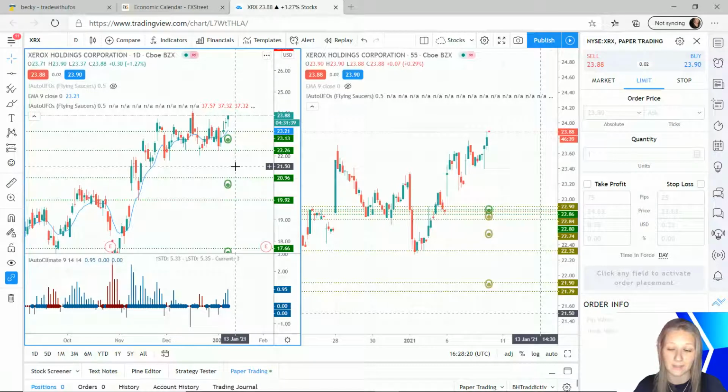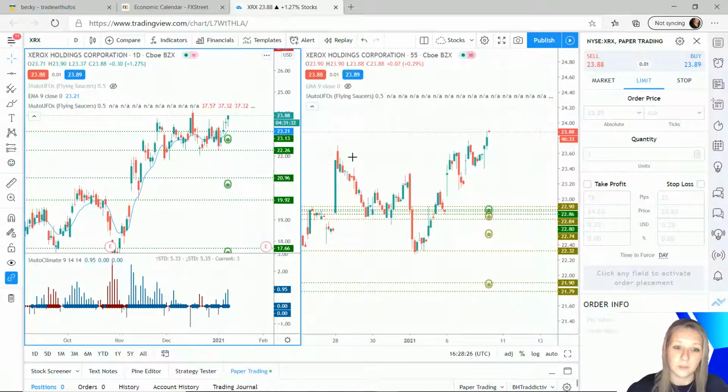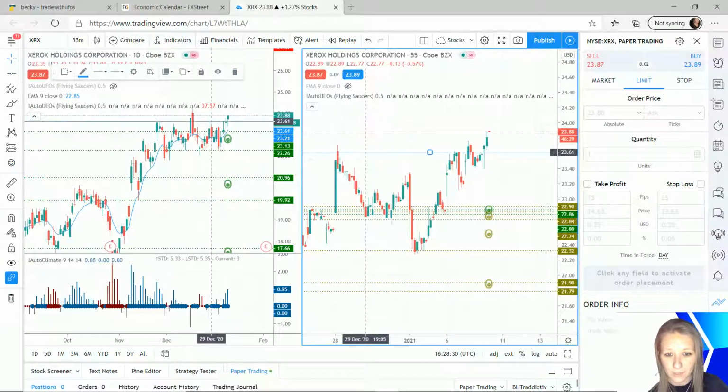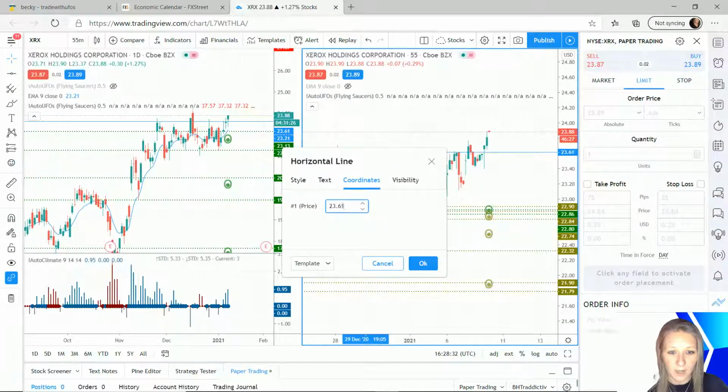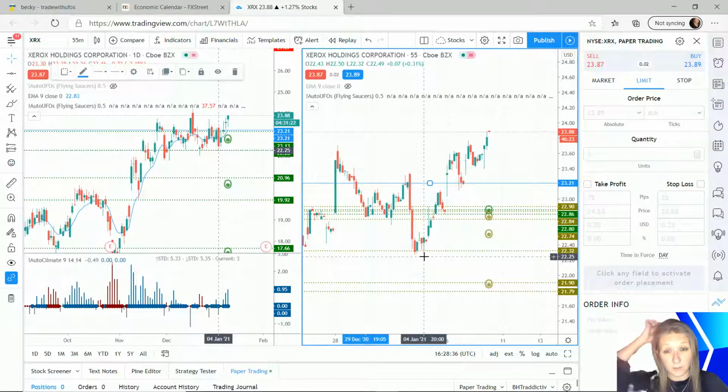UFOs in the same places, EMA same number, price same number. So the EMA value there is 23.22. So I'm going to take my horizontal line, draw it randomly on the chart somewhere, double click on it and type in 23.21. Again, this process is exactly the same on TradeStation.